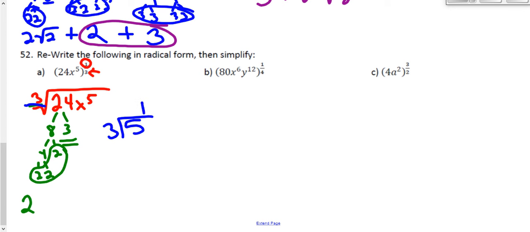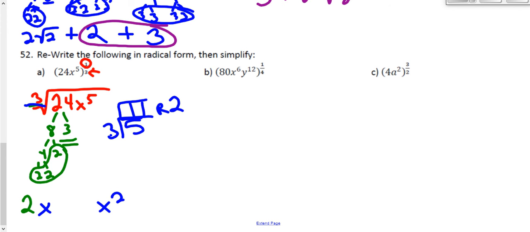What I get up top on my division is how many will make it to the outside. So 3 goes into 5 once, which tells me 1 x can come outside. Whatever my remainder is tells me how many x's are stuck inside the radical. So 3 times 1 is only 3. I have a remainder of 2, which tells me that there's x squared stuck inside my radical.